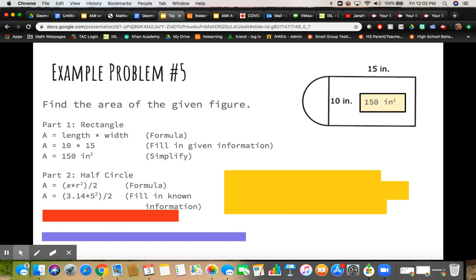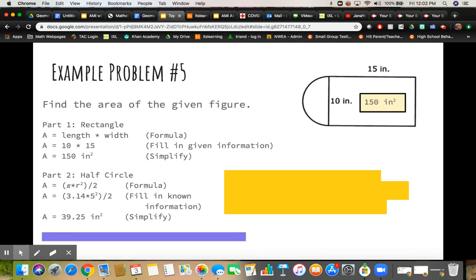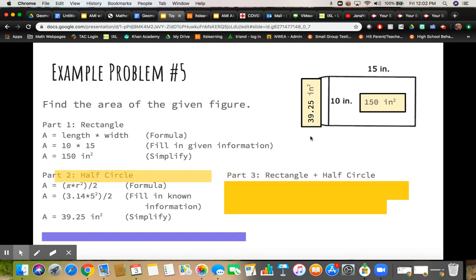So my area is equal to 3.14 times 5 squared, and that's divided by 2. Let's approximate that, and we get that the area is 39.25 inches squared. Now that I know the area of my rectangle and the area of my semicircle, I can find the area of the composite figure, which is just the rectangle plus the half circle.